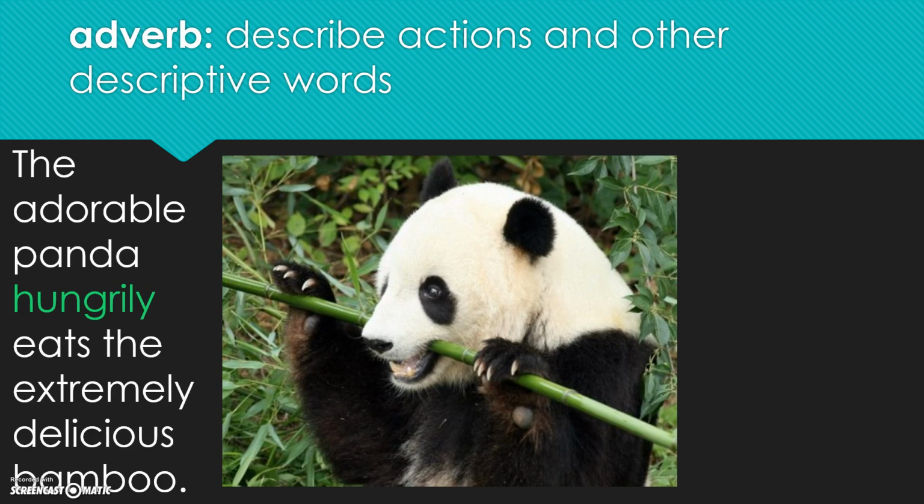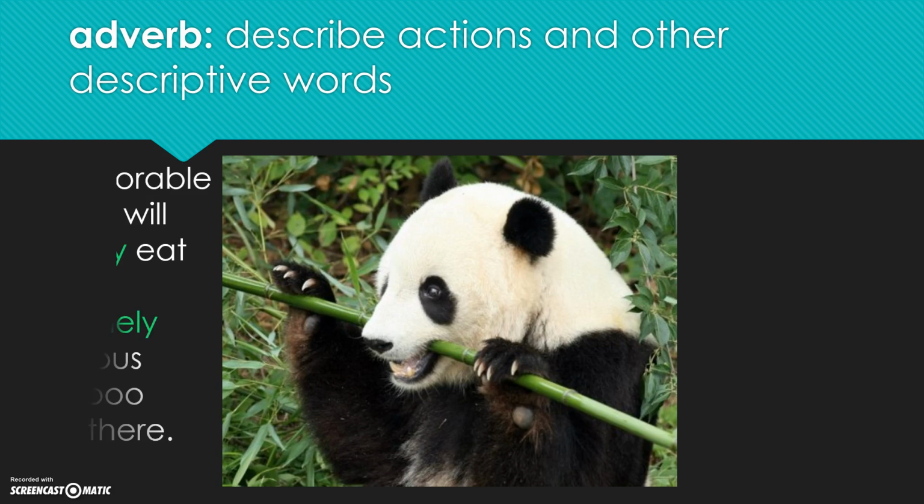I could also add another adverb into the sentence by making it the extremely delicious bamboo. And what that is showing us is to what extent, which is another one of the categories that we discussed for adverbs. And extremely is describing delicious. It's telling us to what extent the bamboo is delicious.